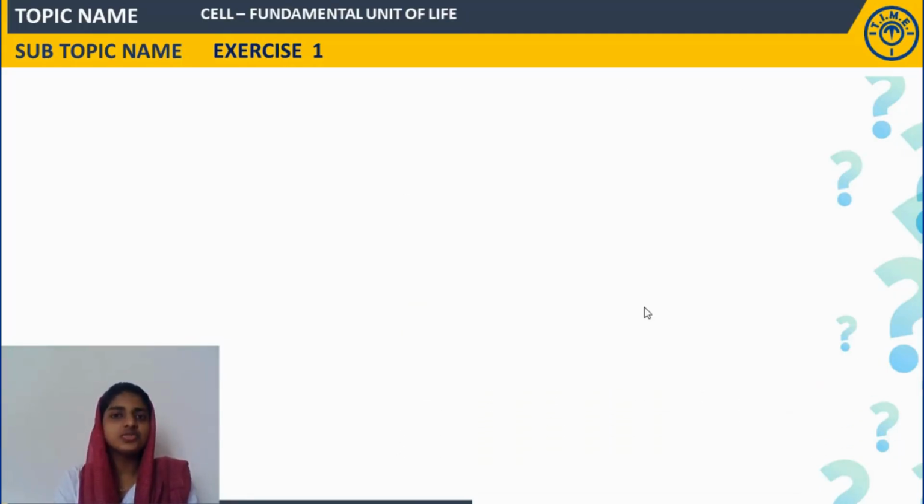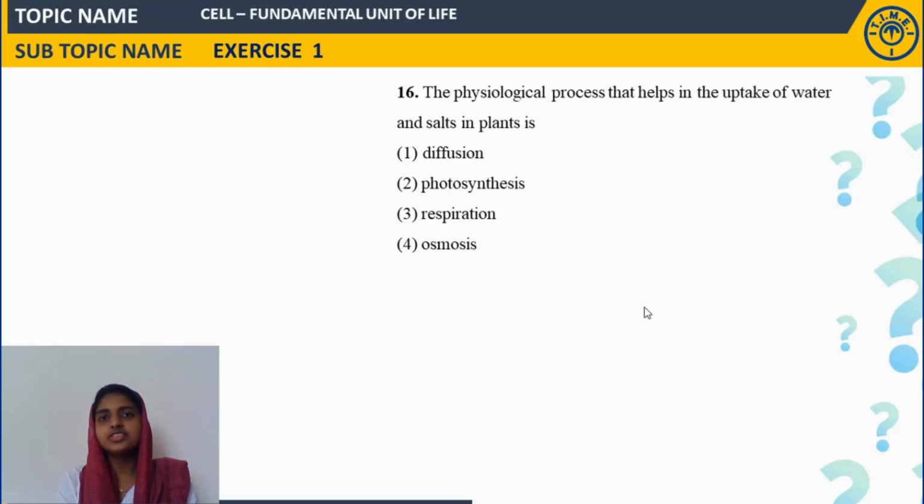So now next we have our 16th question. So 16th question is the physiological process that helps in uptake of water and salt in plant. Options: diffusion, photosynthesis, respiration and osmosis. Okay. So the question is physiological process that help in uptake of water. So it is actually what?